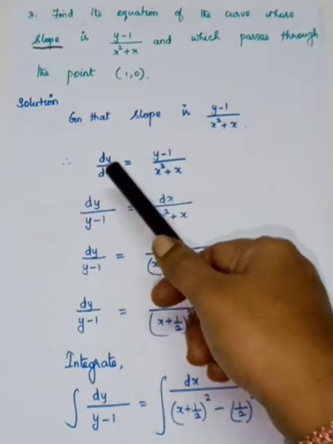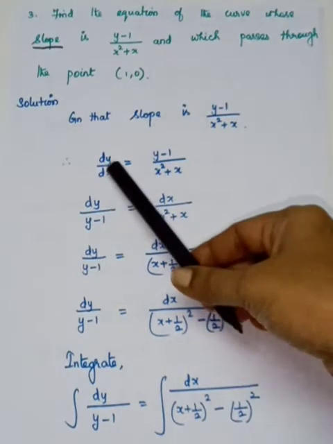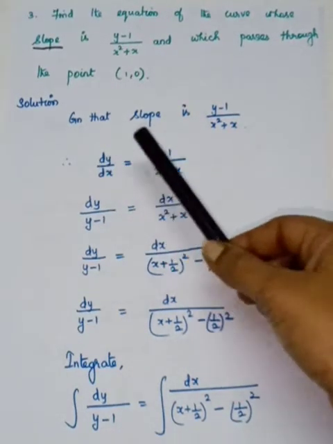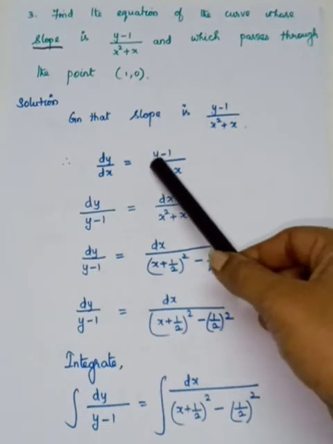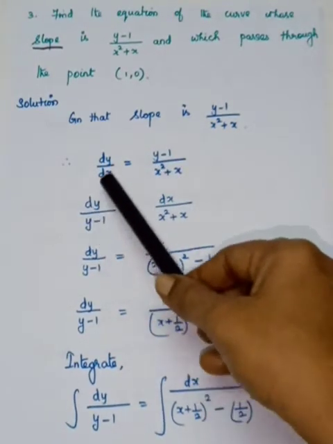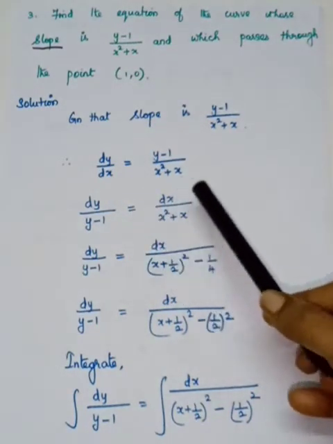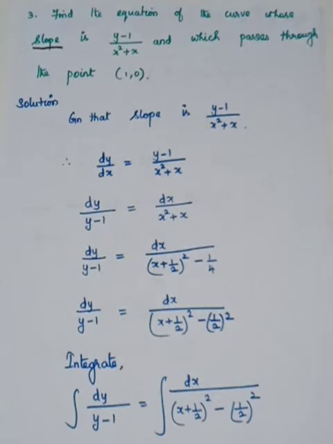So here y is depending on x. We have to bring the y term to one side and the x term to the other side. So here dy should be in the numerator. What is the y term? It is y minus 1. So bring it to the denominator, and this dx will go to the numerator on the right side, so dx divided by x squared plus x. So now what you have to do? You have to integrate on both the sides.